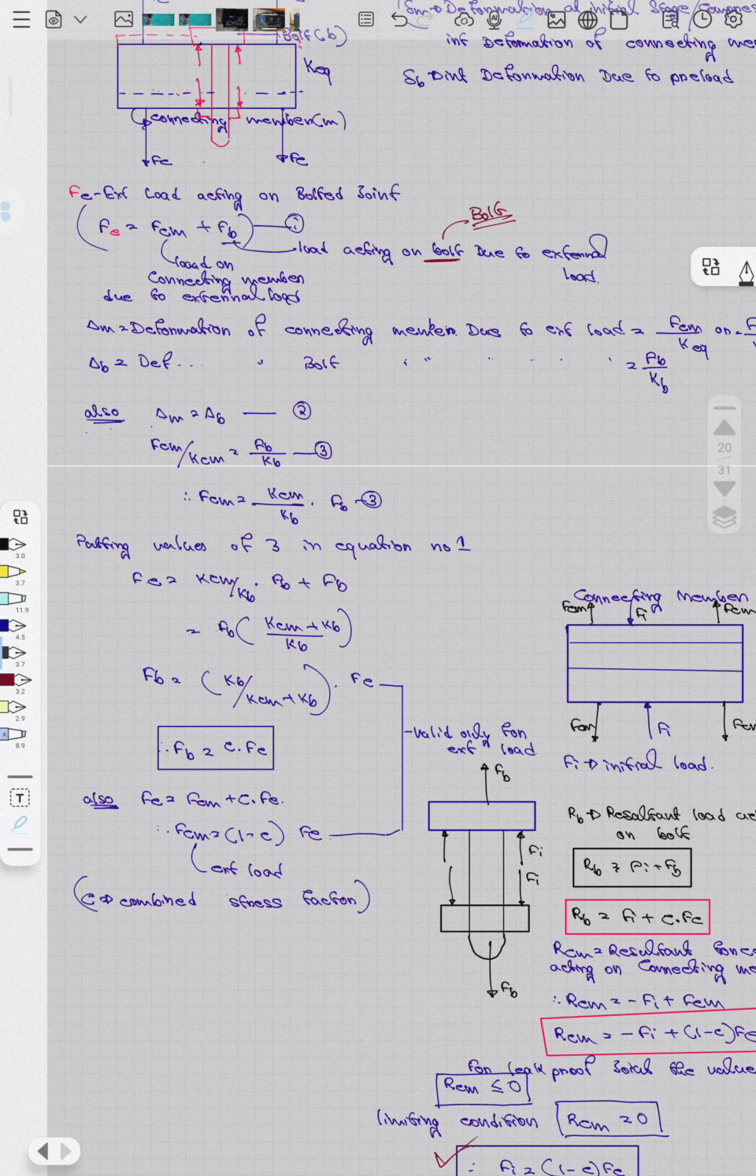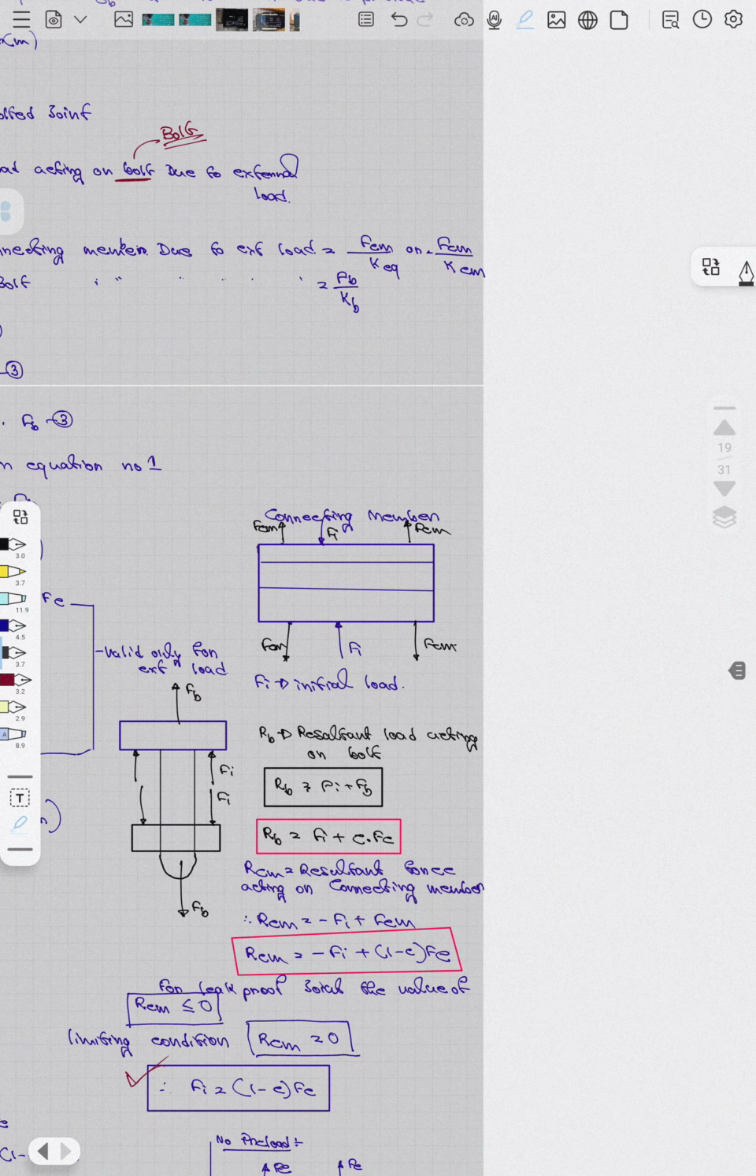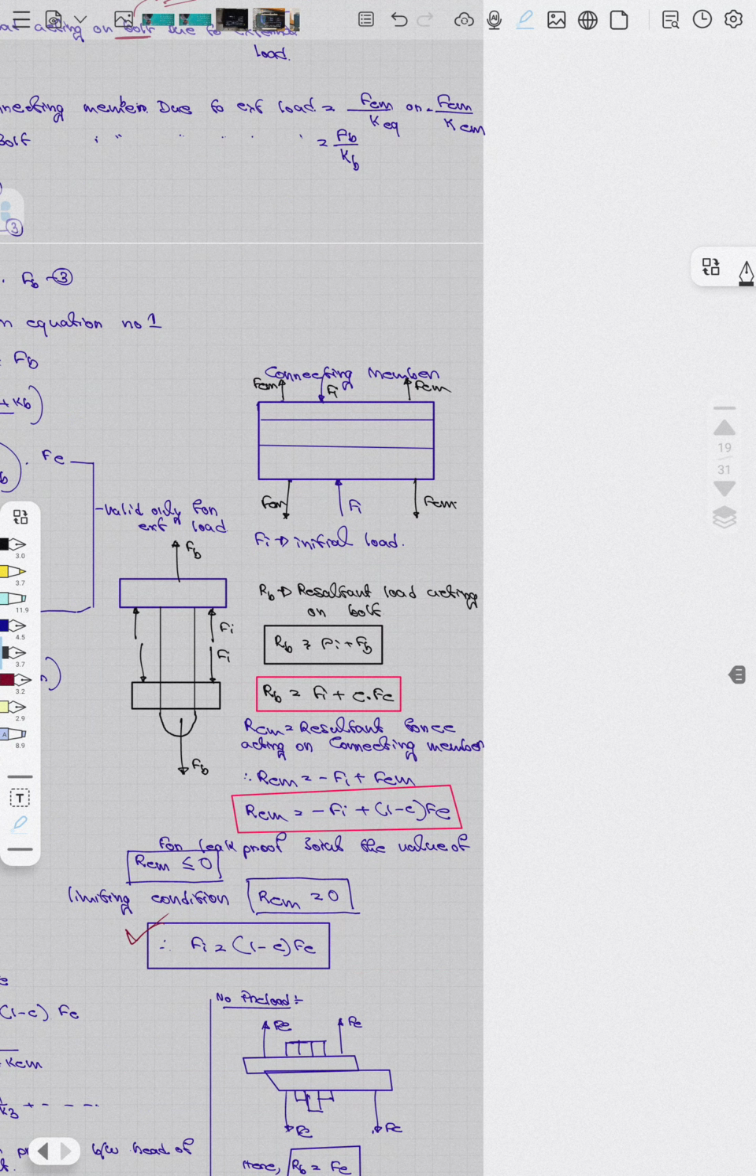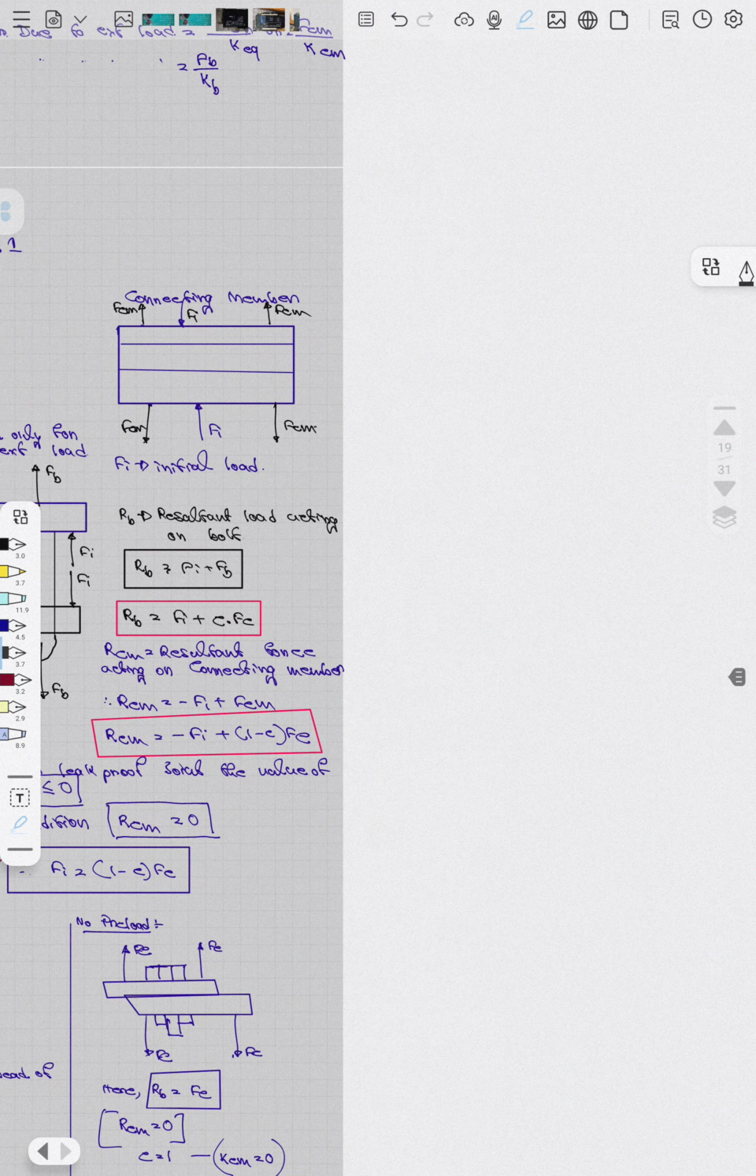This is the loading without any pretension. With pretension, what will happen is that the resultant force on the bolt, FB, acts this side, and the initial pretension Fi also acts this side, so these are adding up. So we get Fi plus C into FC. In the connecting member, this side is loaded and this side the connecting member has been pulled. So minus Fi plus 1 minus C into FC, FCM equals 1 minus C into FC, we get from there.